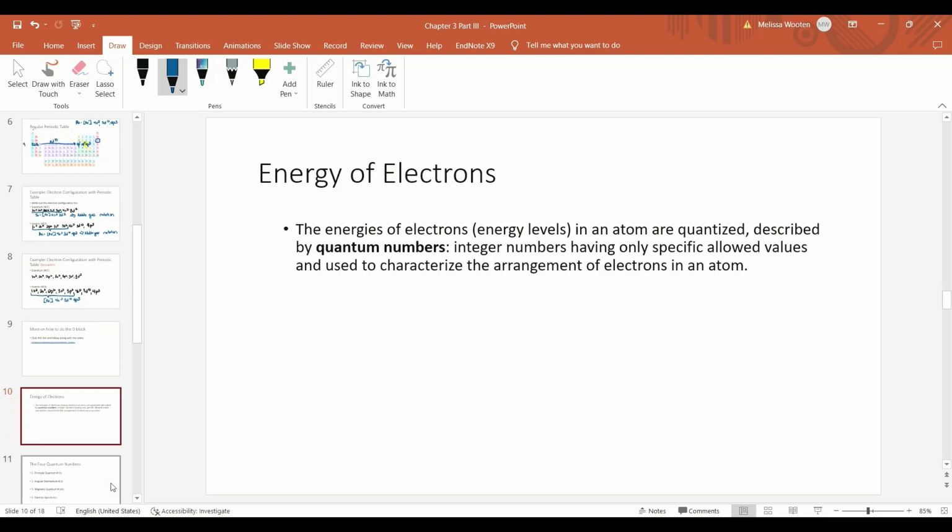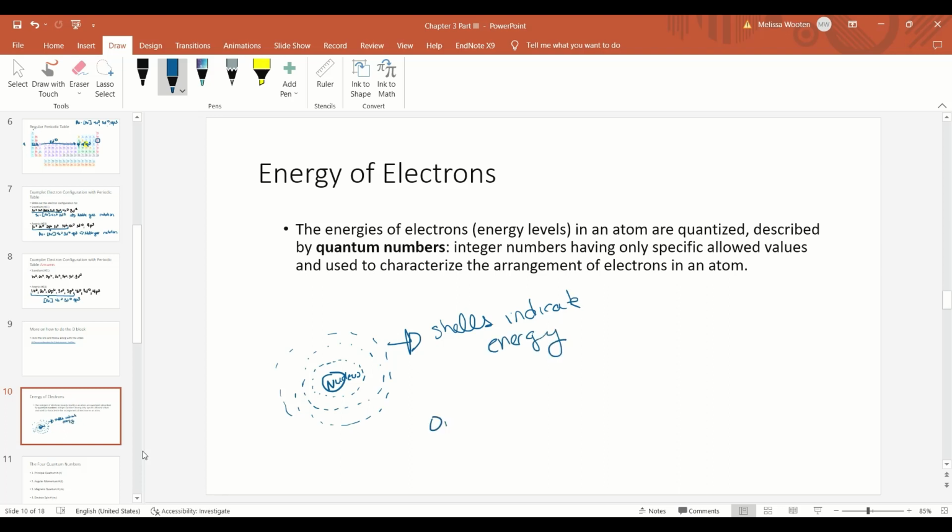So we've been talking a lot about electrons, and remember when we had this beautiful, very artistic diagram, and I was talking about shells? And this is your nucleus, your protons and your neutrons, and then you have these shells. And recall that shells indicate energy. And it was orbitals that indicated location.